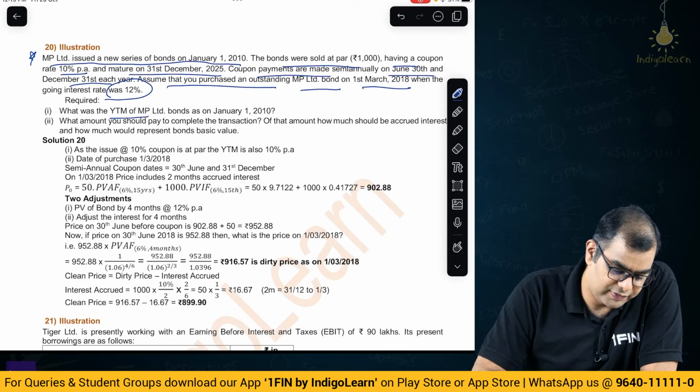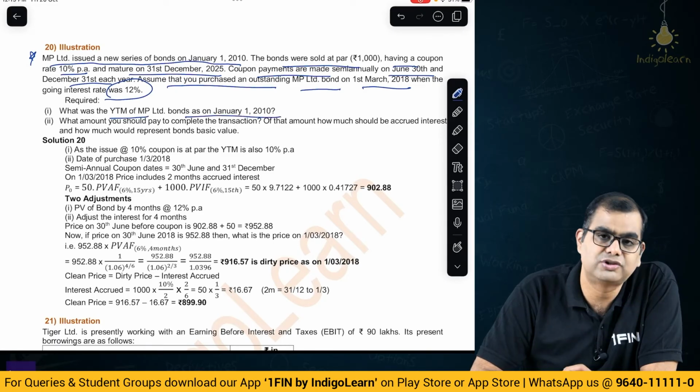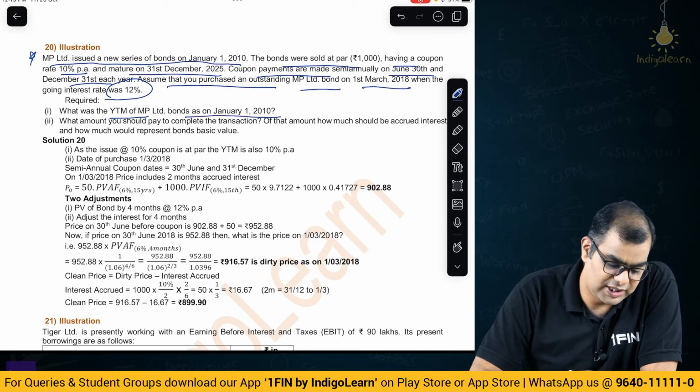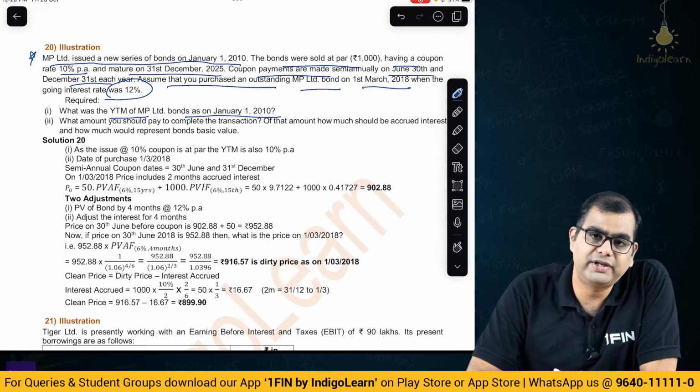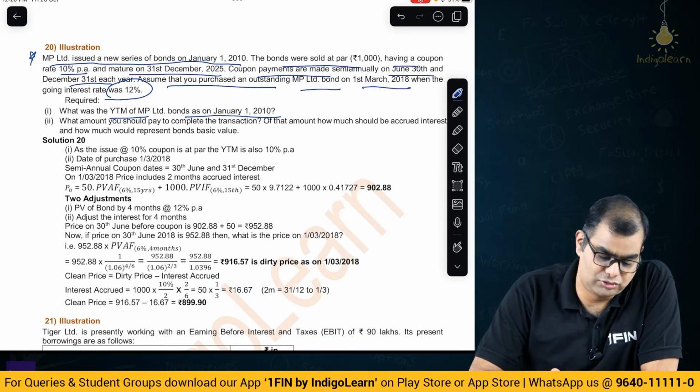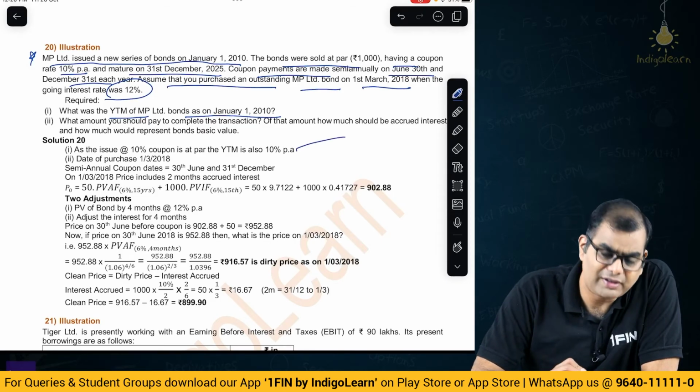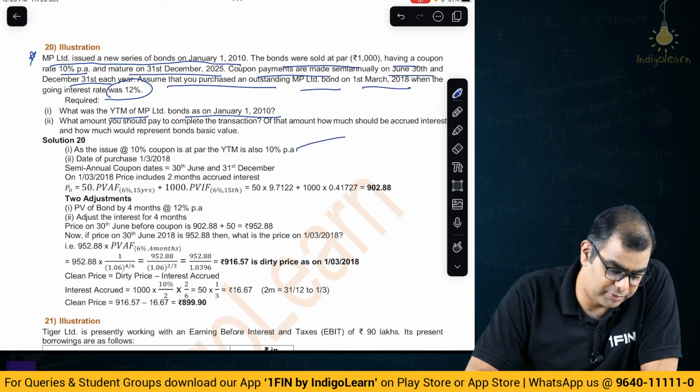Required: What is the YTM of MP Limited bonds as on Jan 1st, 2010? As on Jan 1st, 2010, the day it was issued, the bond sold at par. So, YTM is also 10. Very simple part. The second question is more important: what amount should you pay to complete the transaction?